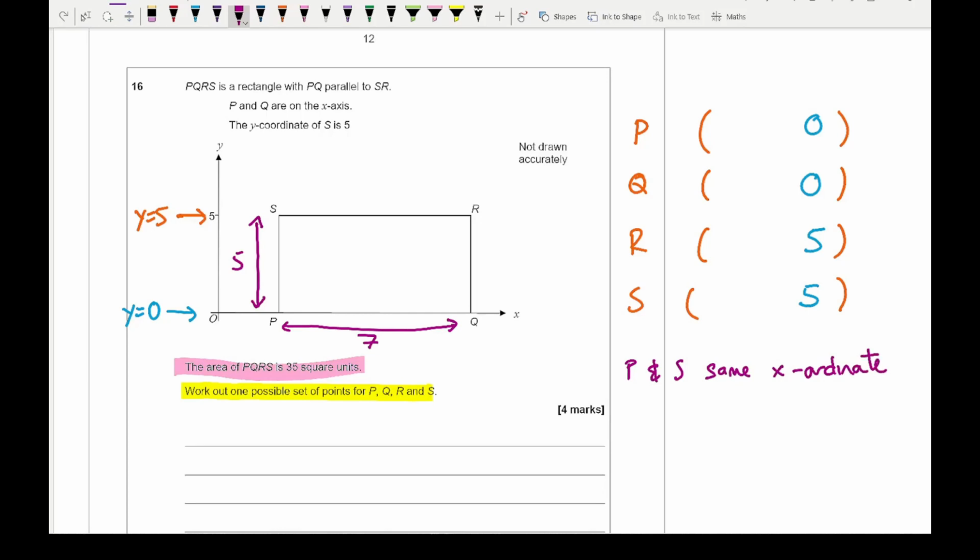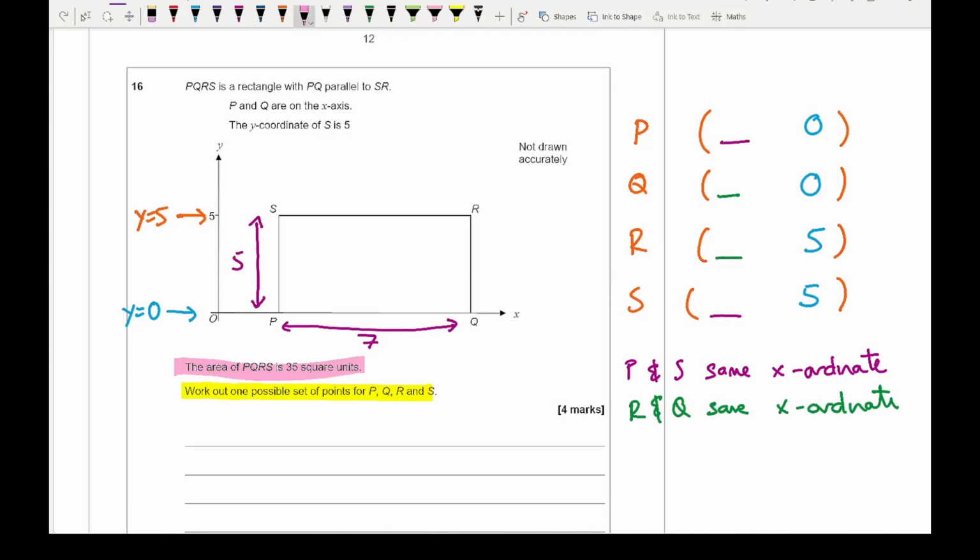So this value here and this value here must be the same. And we also know that R and Q will have the same x-ordinate too. So these two values here must be the same. Now what we must know is that the difference between the red and the green must be 7.